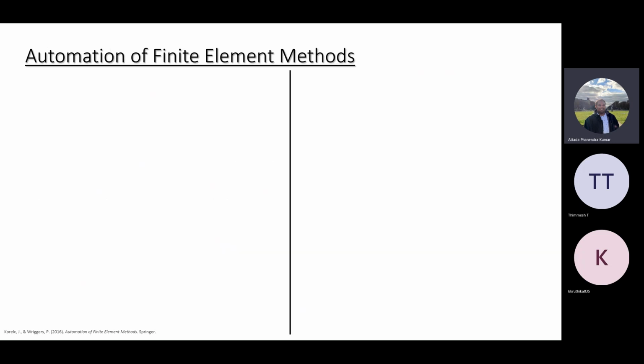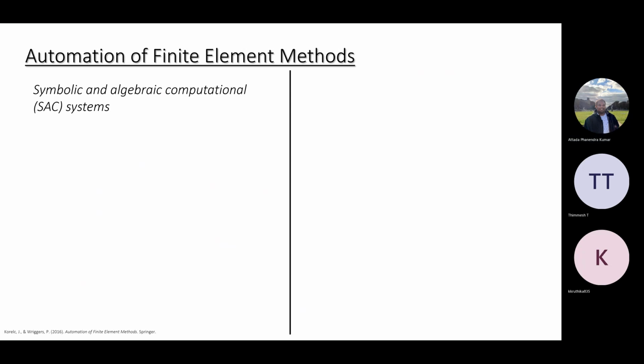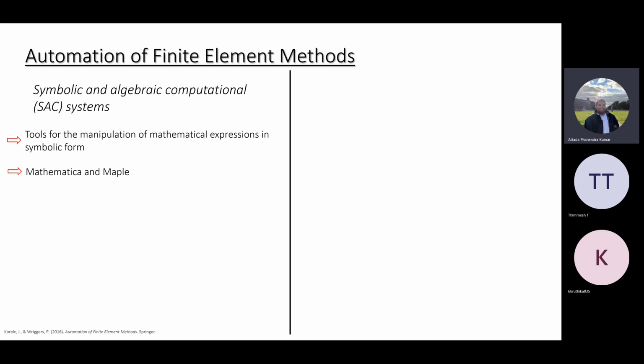So that's where we go into automation of finite elements. Here, what we use is a combination of symbolic and algebraic computational systems and automatic differentiation tools to come up with a simpler approach to solve the same problem. So what are the symbolic and algebraic computational tools? To put it simply, it's Mathematica.